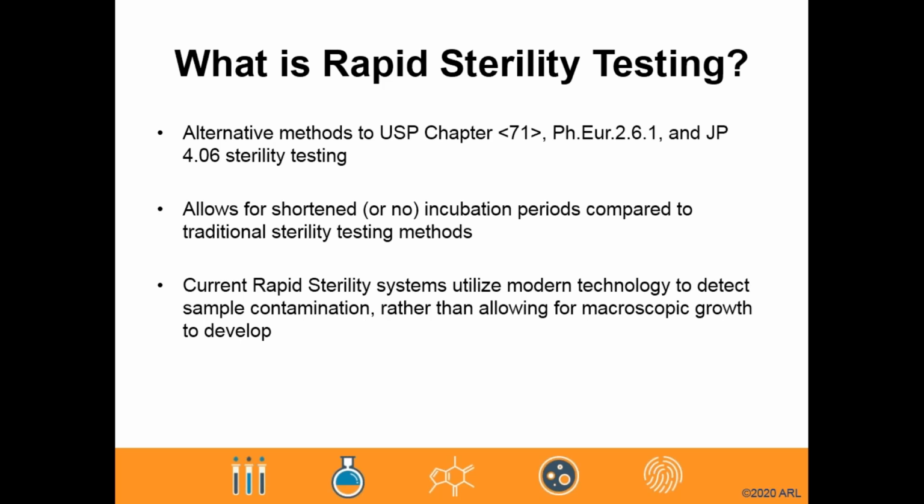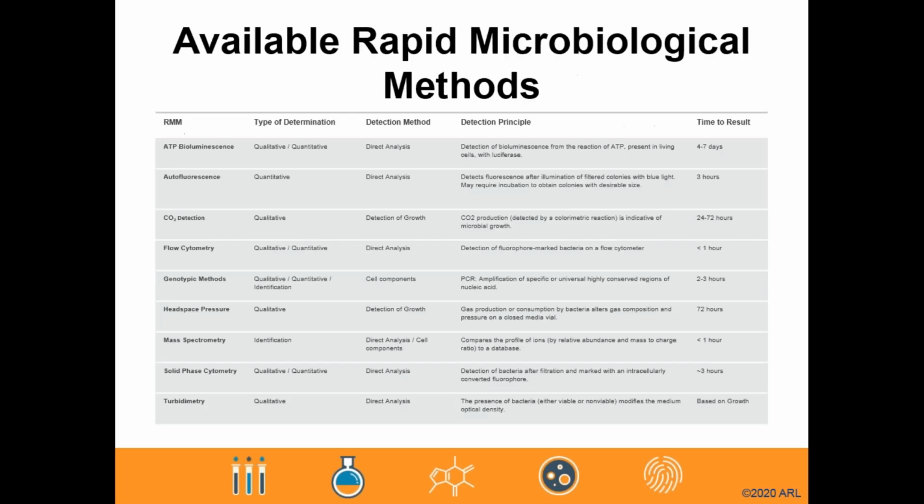In order to reduce, or in some cases eliminate, the incubation times required, rapid sterility systems use modern technology and automation to detect the presence of microbial contamination. Many rapid microbiological method technologies have been developed over the last 20 or 30 years. Several of these have been marketed heavily in the clinical sector. However, some have specific pharmaceutical applications, where others have been developed solely for the pharmaceutical industry.